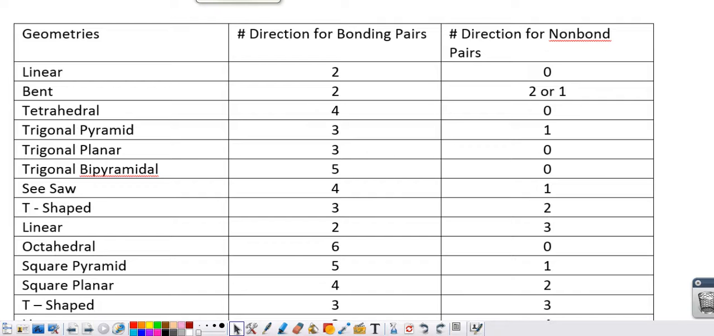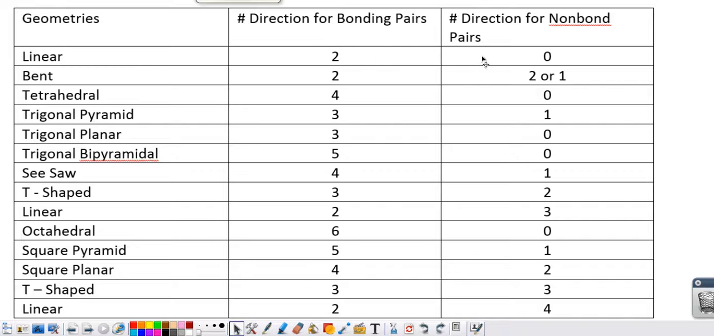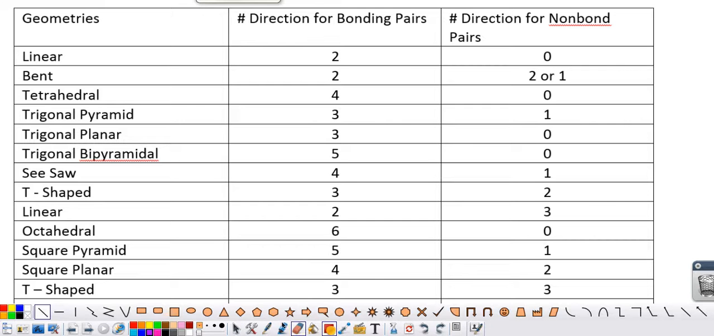15 possible geometries. Let's look at them. You've got them right there. Linear, 2 directions, no extra pairs. Bent, 2 directions, 2 pairs, or 1. I'm going to try to draw. Here we go. So, 2 directions, right? 1, 2. Bent is usually 2 directions. And the other direction is either 1 non-bond or 2. And I will try to use the red line to represent the non-bonding pair.